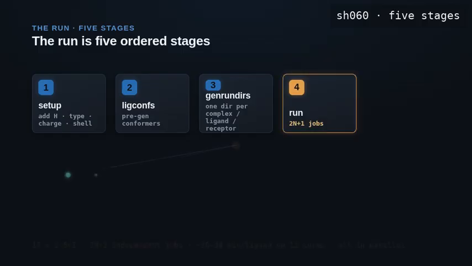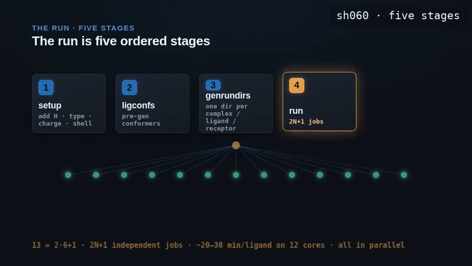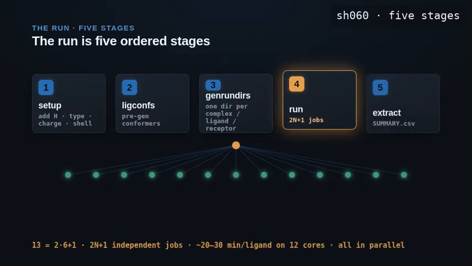Stage 4 submits them all, 2n+1 independent jobs for n ligands. On 12 cores, roughly 20 to 30 minutes each for known good poses. All the calculations can run in parallel. Stage 5 extracts the results. Claude Science can dispatch these over SSH to your cluster and harvest the output when the queue drains.